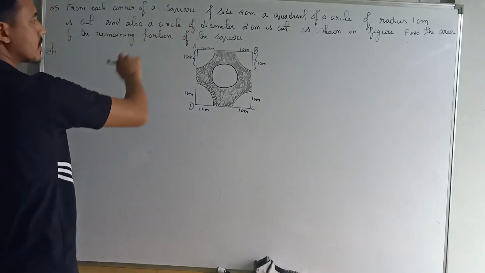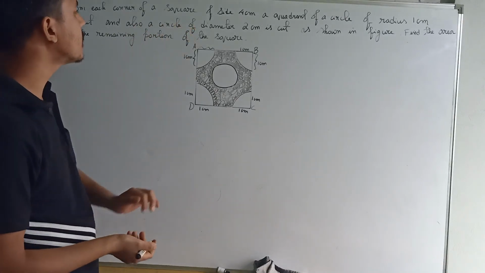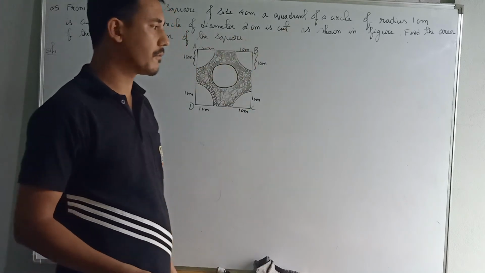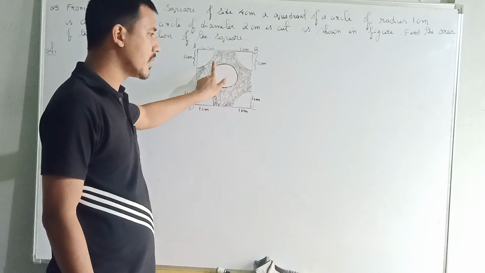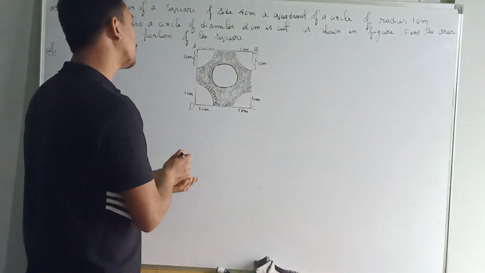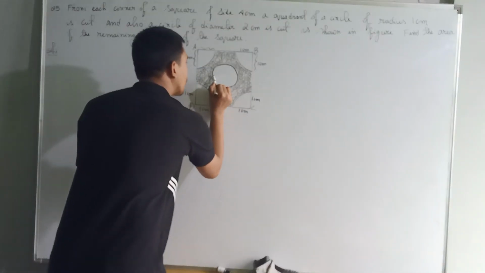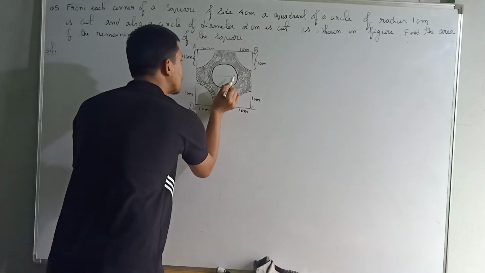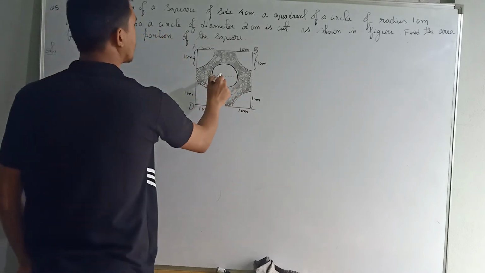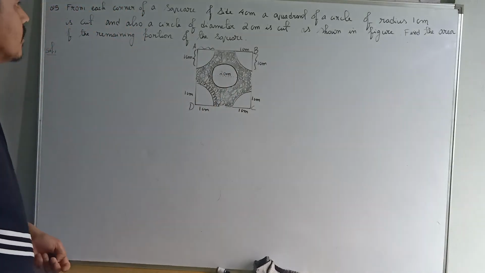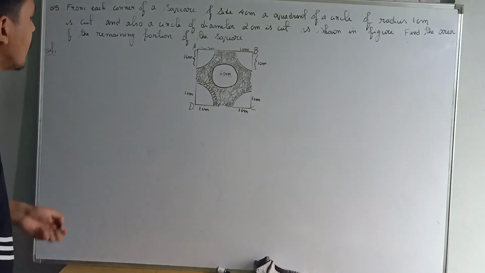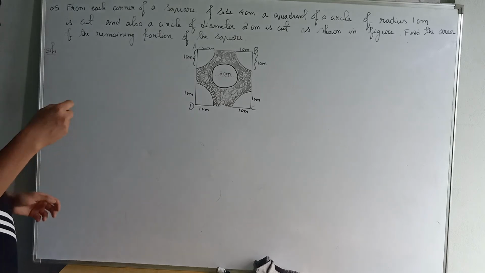And also a circle of diameter 2 centimeter is cut off. From the center of the square, another circle has been cut off, and the diameter of this circle is 2 centimeter. Find the area of the remaining portion of the square.